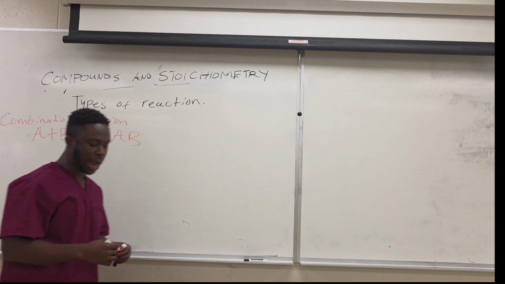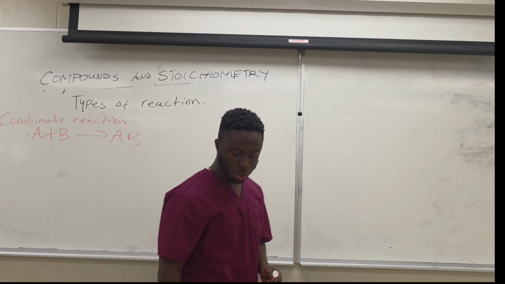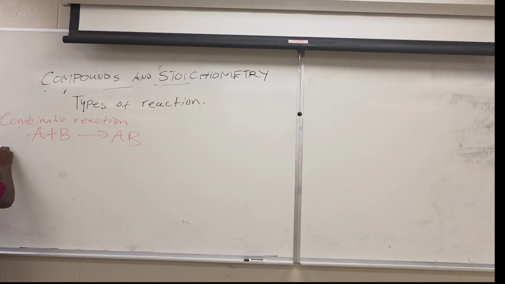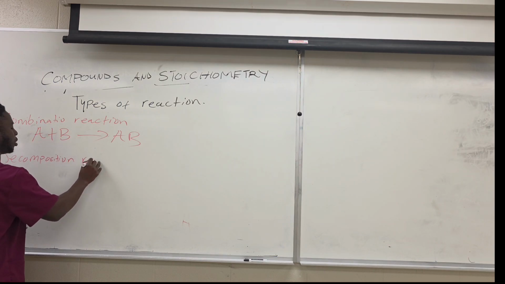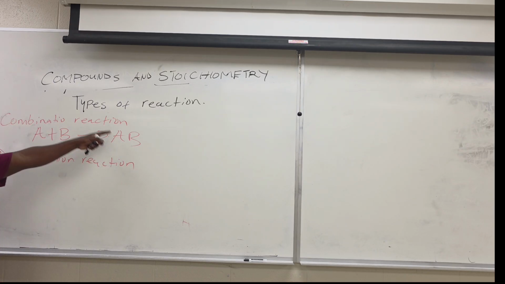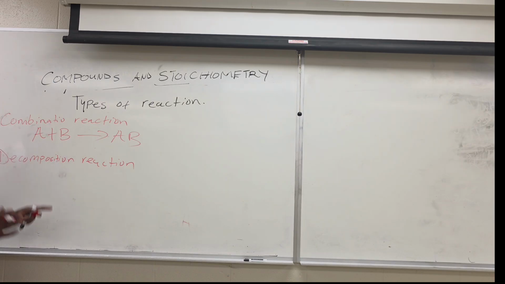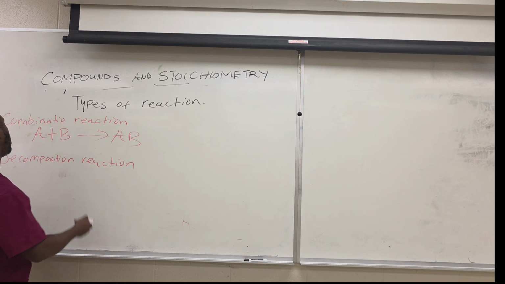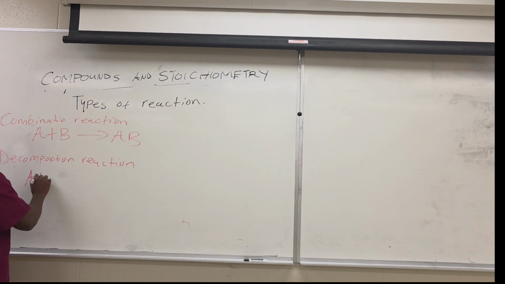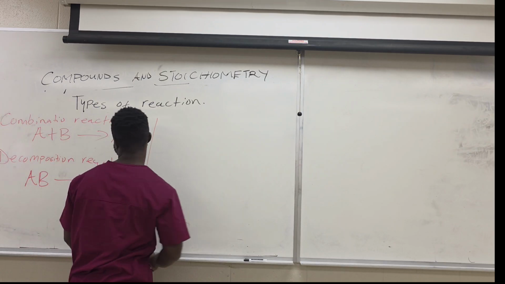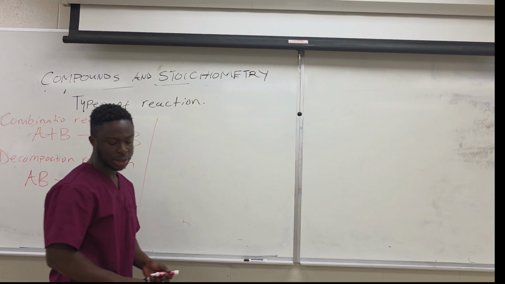And then we have another one that we call the decomposition reaction, right? A decomposition reaction is just the reverse of a combination reaction. It's just one compound decomposing to form two or more products. So that one is going to be AB going there and forming A plus B. That is a decomposition reaction for you.